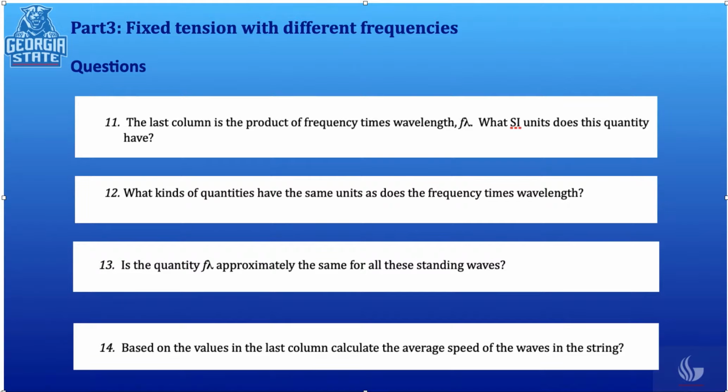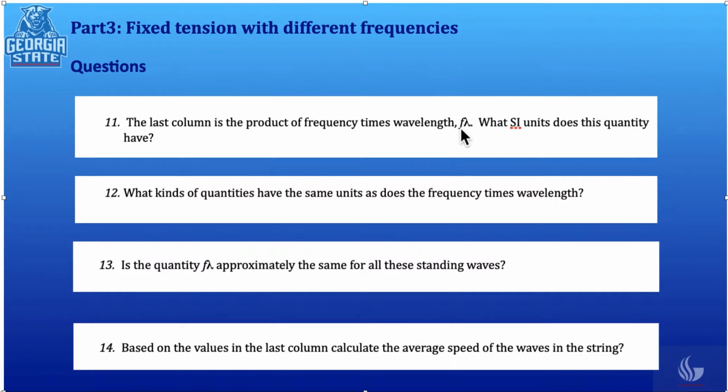Moving towards questions 11, 12, 13, and 14 of part 3, that is fixed tension with different frequencies. Question 11. The last column is the product of frequency times wavelength, that is F lambda. What SI units does this have? You know the unit of frequency? This is cycles per time. And the wavelength is meter per cycles.